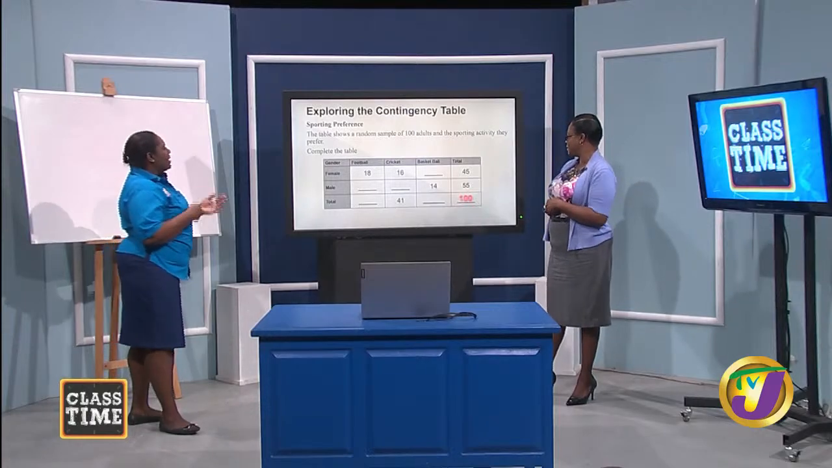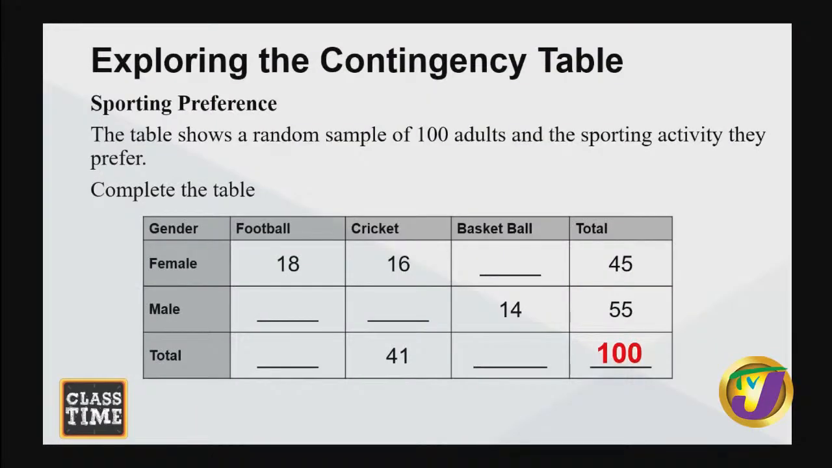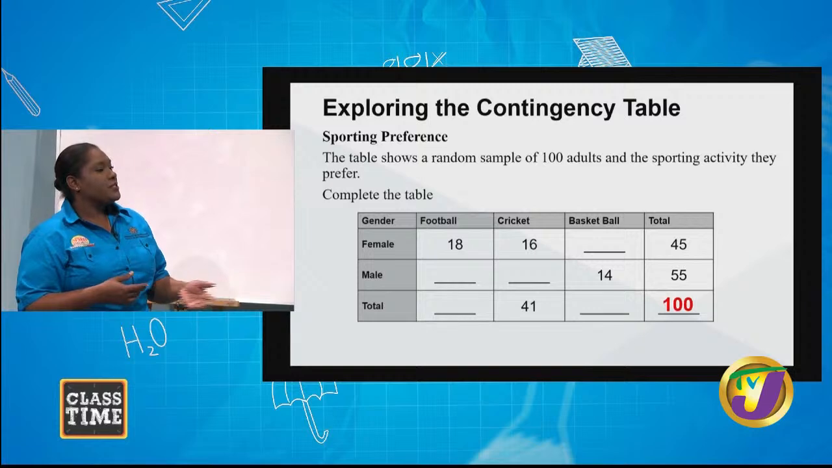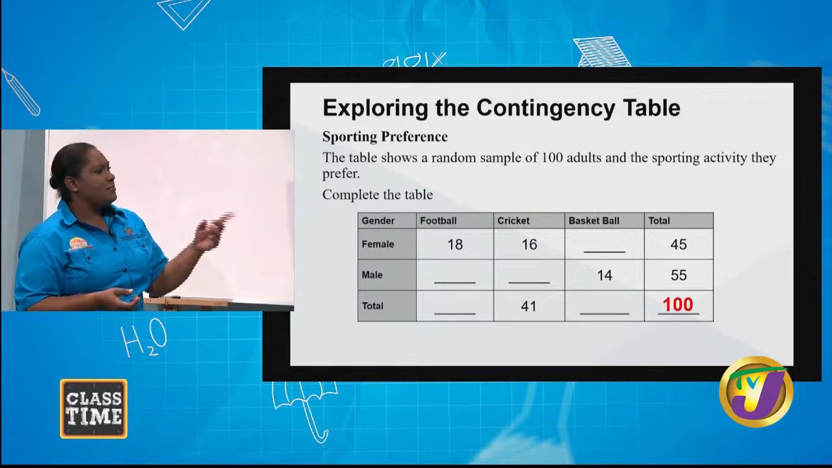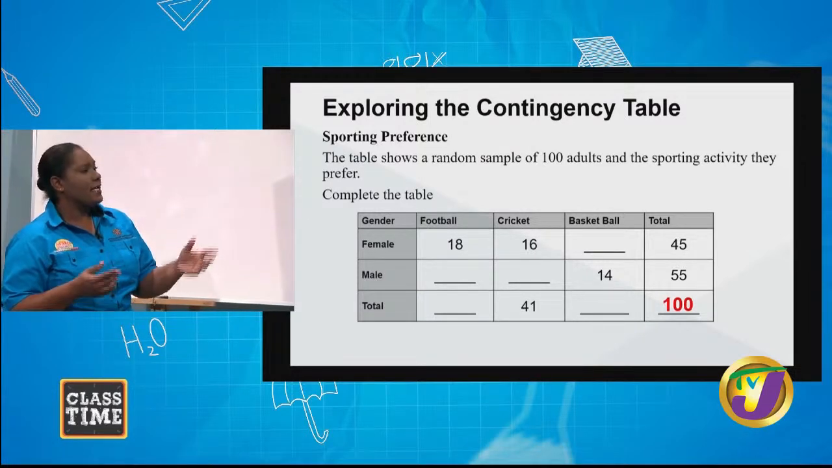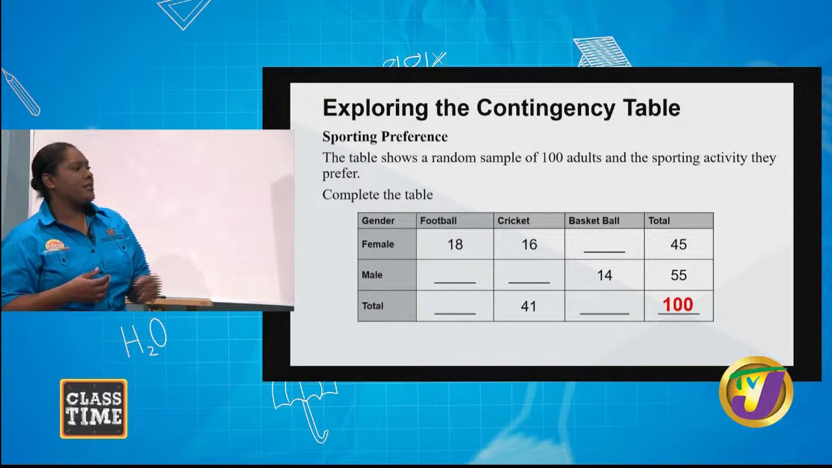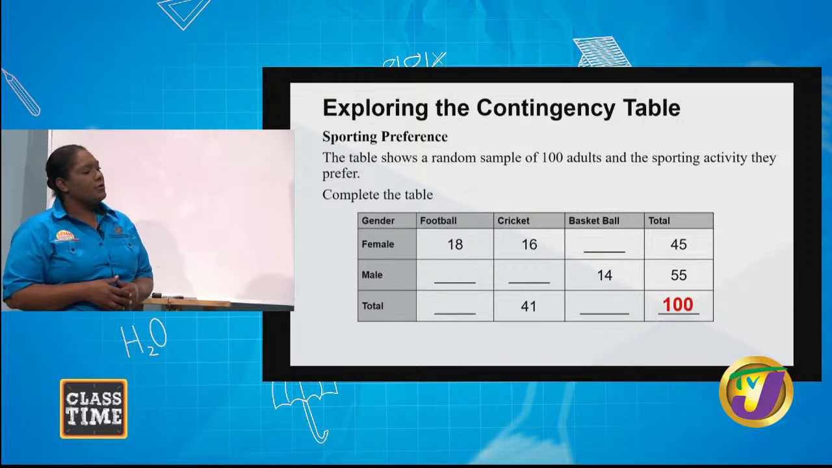Because we are females, not to say that we are gender biased, but female, I see 18 for football, I see 16 cricketers, and we need to find out the number of basketball players. And we have the total. So basic arithmetic, 16 plus 18 will give us, and then we take that total from 45, which would give us 11. Good.